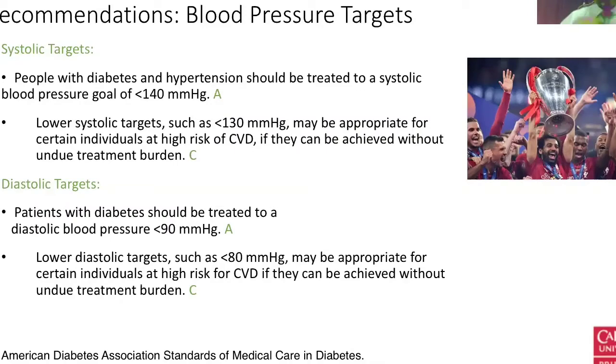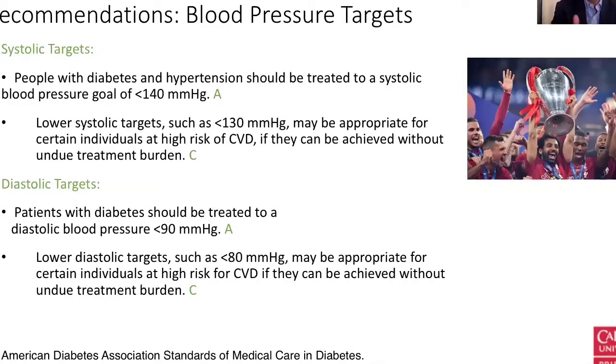But in hypertension, we have systolic targets and diastolic targets. In general, the target for systolic is below 140. We can aim for lower, to below 130, in certain circumstances, such as those with target organ damage, as long as the patient can tolerate this without adding extra burden. For diastolic, the target is below 90.